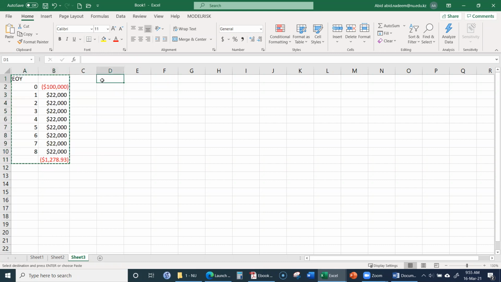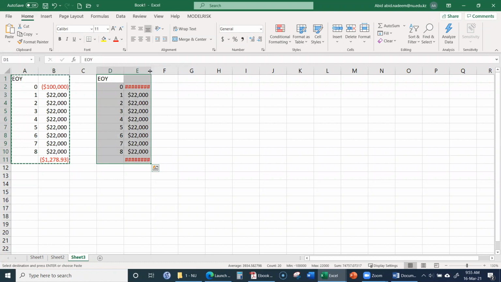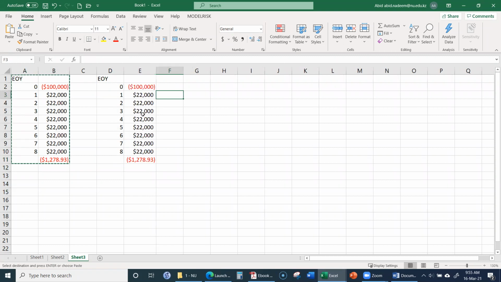So for the simulation, over here, I will just copy and paste this data. And now for the simulation, I have this add-in which is called Model Risk. You can download this add-in and install it in your Microsoft Excel program, and it will appear over here.